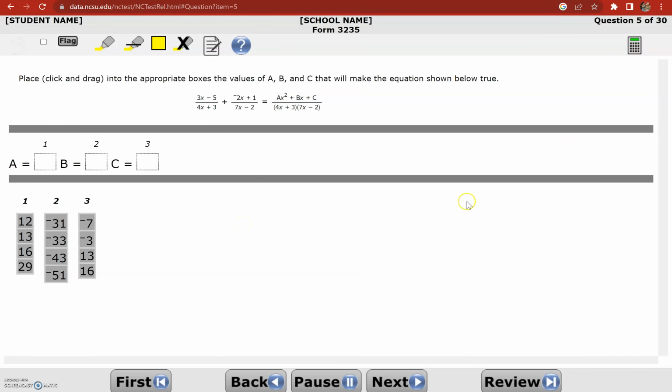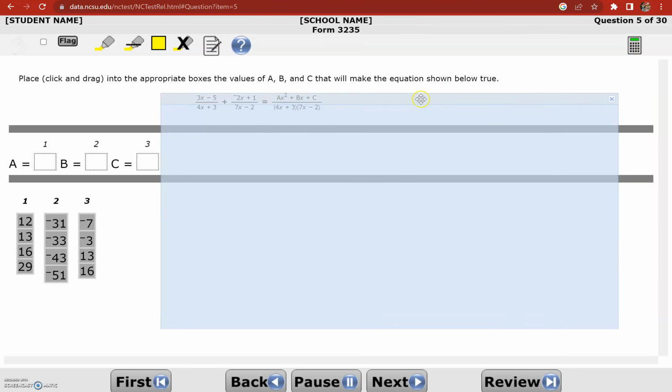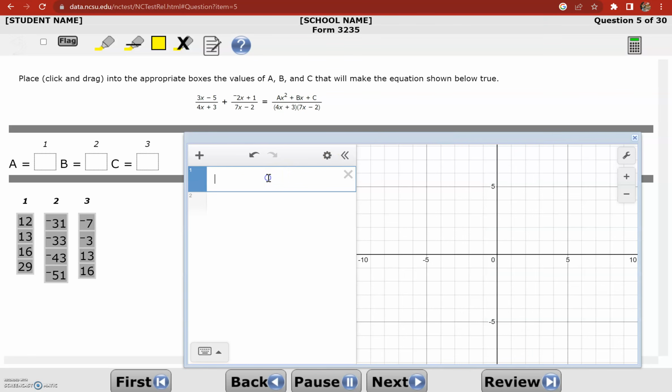This is a type of problem that you can do using Desmos, but it's going to take just as long as if you did it algebraically. And I would argue that if you know the algebraic strategy, it's easier to do this one that way. But I'll show you the Desmos strategy because that's the focus of this video.